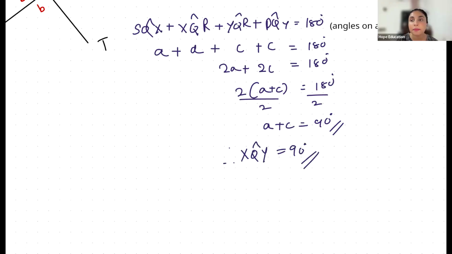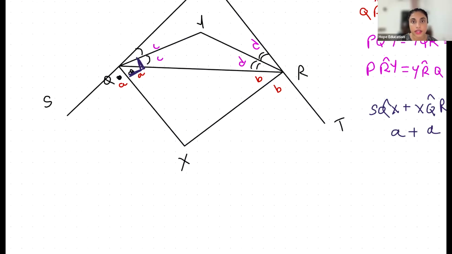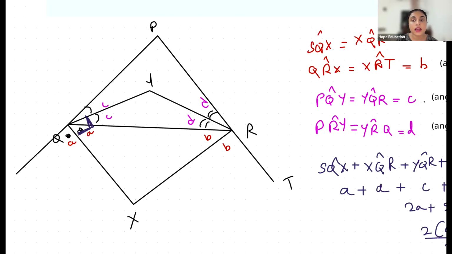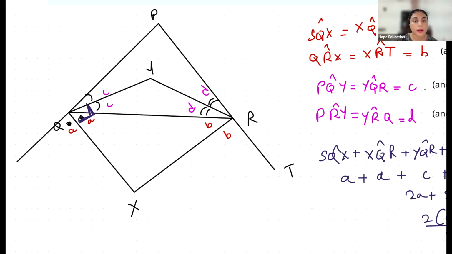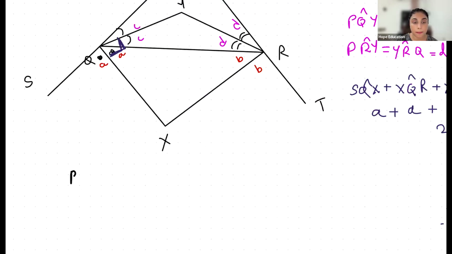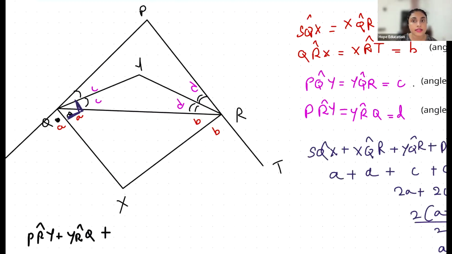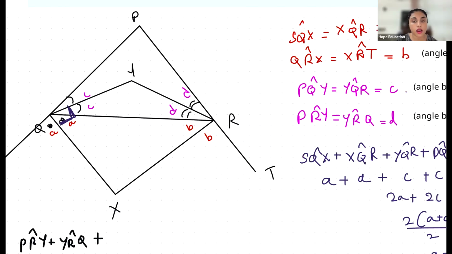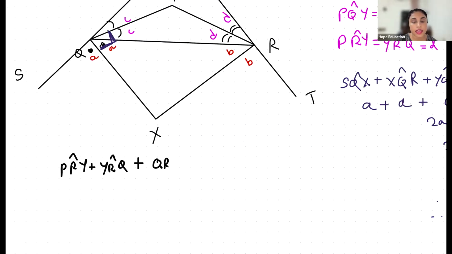Let's move on to the other side. We have to do the same thing to this side, right? Because when you add these up, it will be 180. So let's write that too. PRY plus YRQ plus QRX plus XRT, when we add all of them we get 180. The reason is the same thing, angles on a straight line.